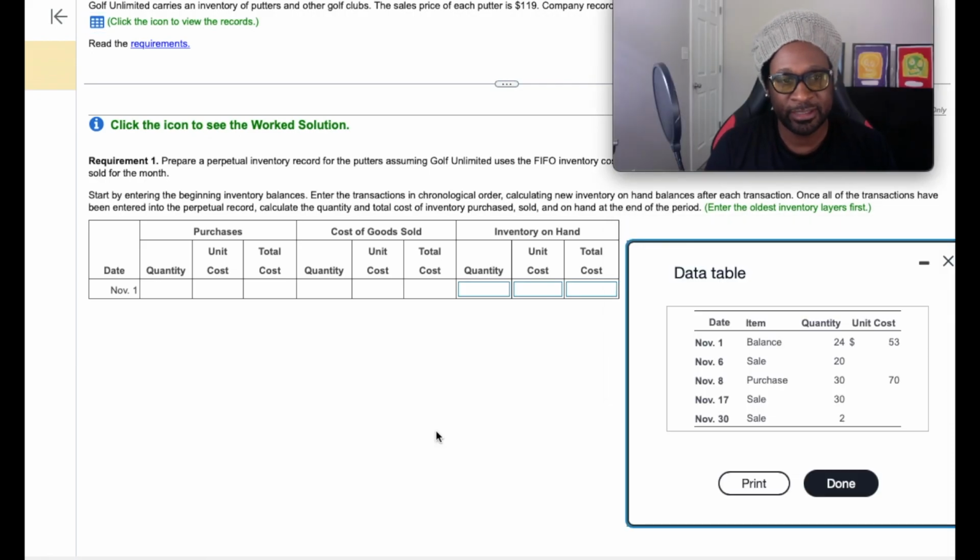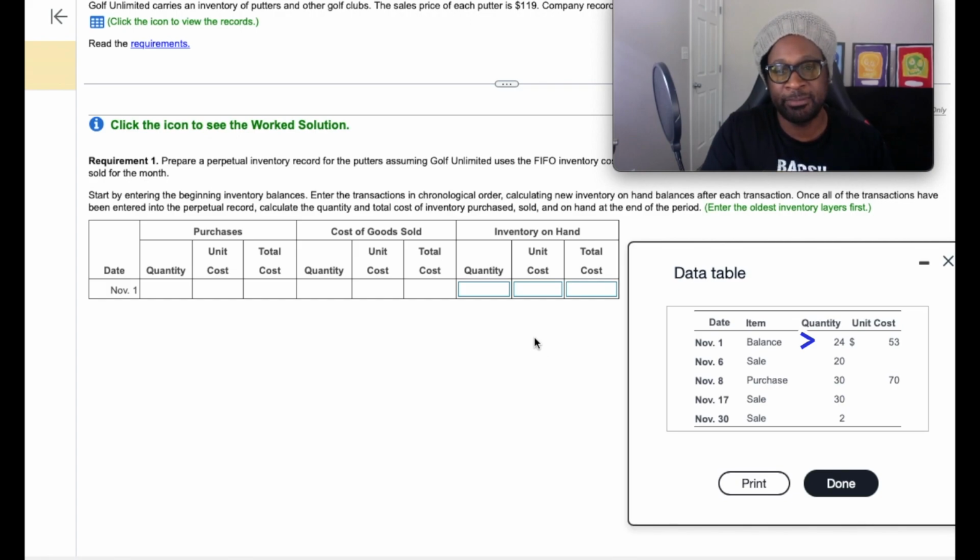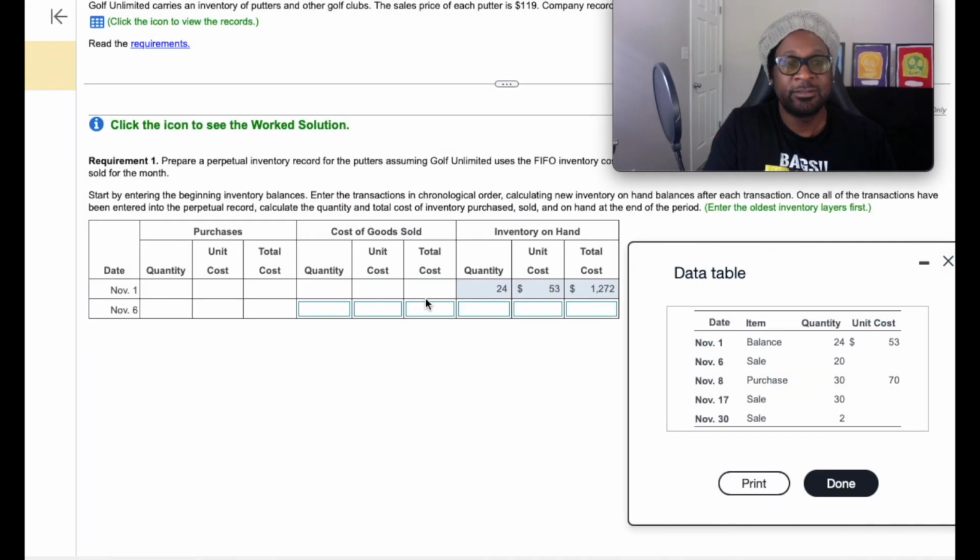So they've given us a particular table that we have to complete, and first things first, we have to account for our November 1st inventory on hand. As we know, based on this table, on November 1st we had a balance of 24 units at $53, gang. That's our beginning inventory for the month. So we're going to go ahead and input that amount. And of course, we're going to calculate our total cost by multiplying the quantity of units times the unit cost each. That'll give us a total amount of $1,272. We're going to check the answer. Well done, gang. Moving on.